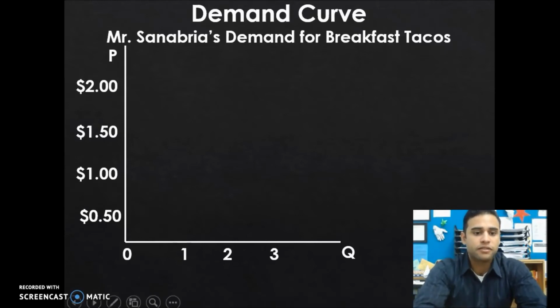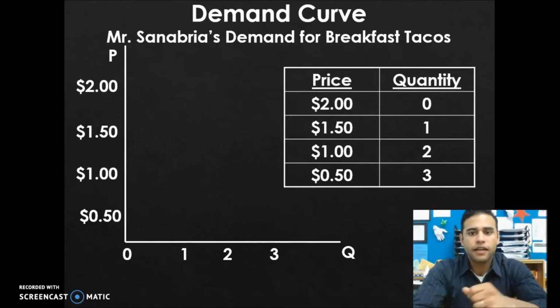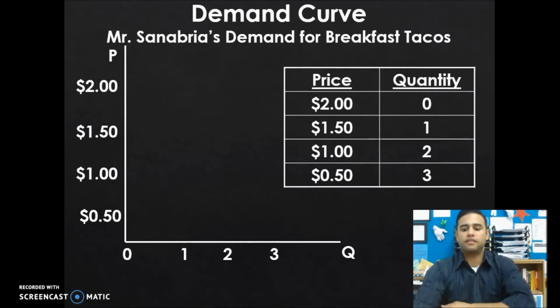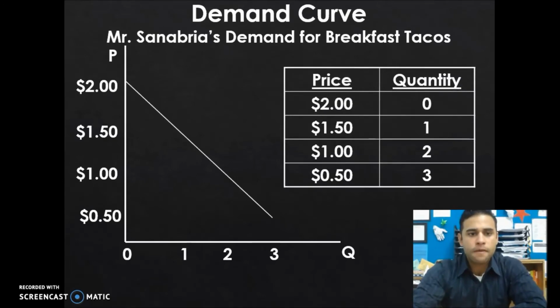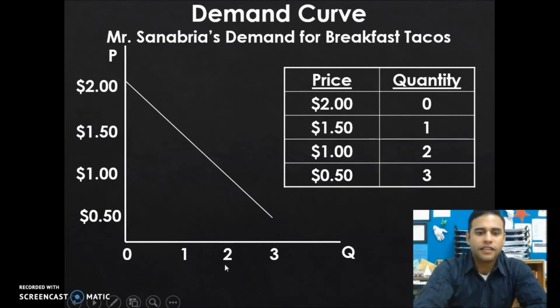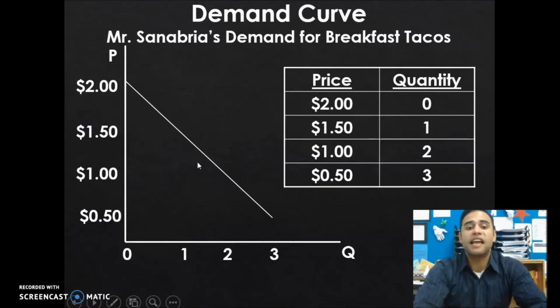But I've taken that same information and I'm treating them like ordered pairs. They're data points. At a price of 50 cents, how many tacos did I demand? Well, if you recall, I demanded 3 tacos at 50 cents. So let's go ahead and build the curve. There's that demand schedule again, and here's what the demand curve looks like. This curve represents this entire chart. The curve represents the entire behavior.